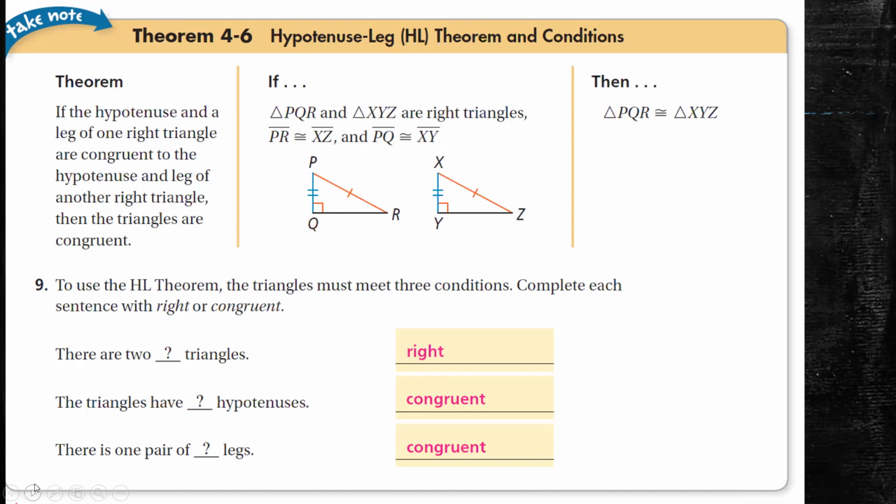To use the HL theorem, the triangles must meet 3 conditions. The first one, we must have 2 right triangles. The second one, the triangles have congruent hypotenuses. The third one, there's one pair of congruent legs. If you meet these 3 conditions in right triangles, I can say that these 2 right triangles are congruent.